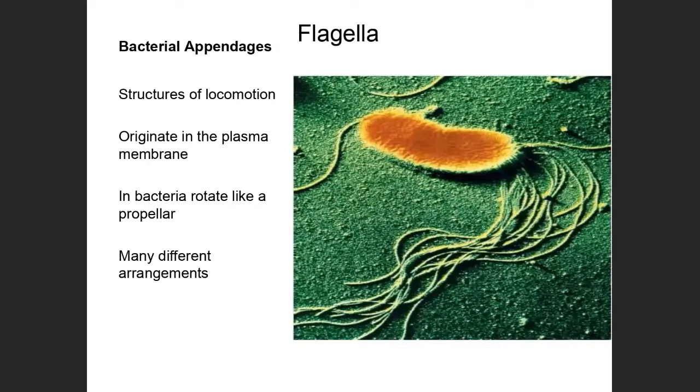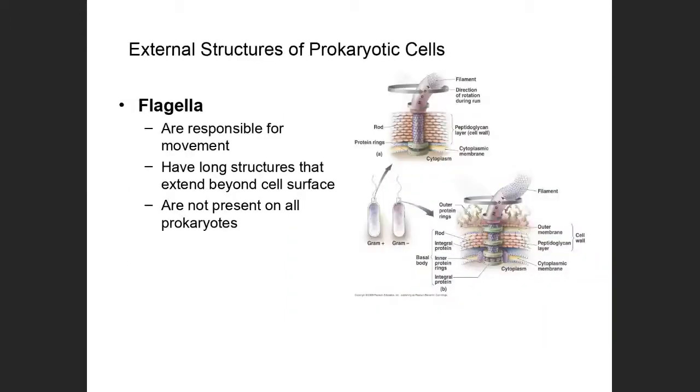So first of all, for bacteria, flagella are the structures of locomotion. They're the structures of movement. They originate in the plasma membrane in prokaryotic cells, and they move like a propeller. So think about an airplane or a boat and how their propellers move. They move like this, and they have different forms. Structurally, they are attached and originate from the plasma membrane.